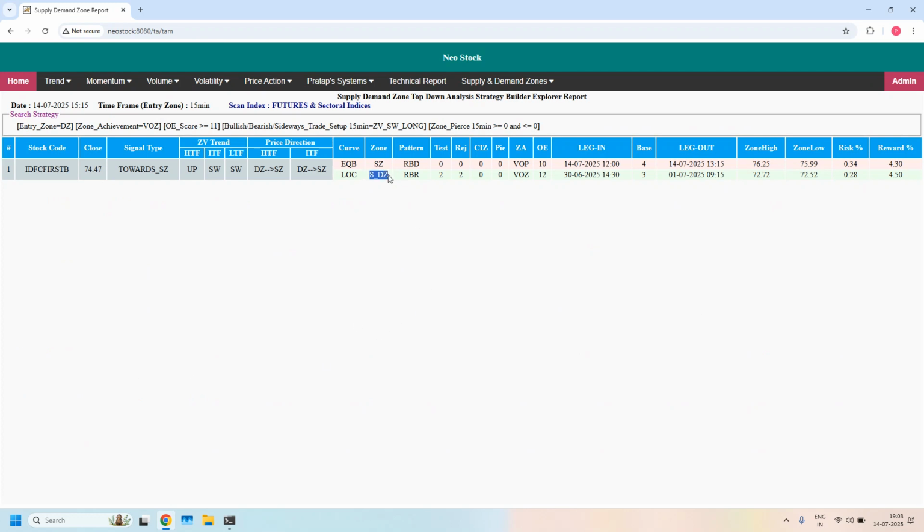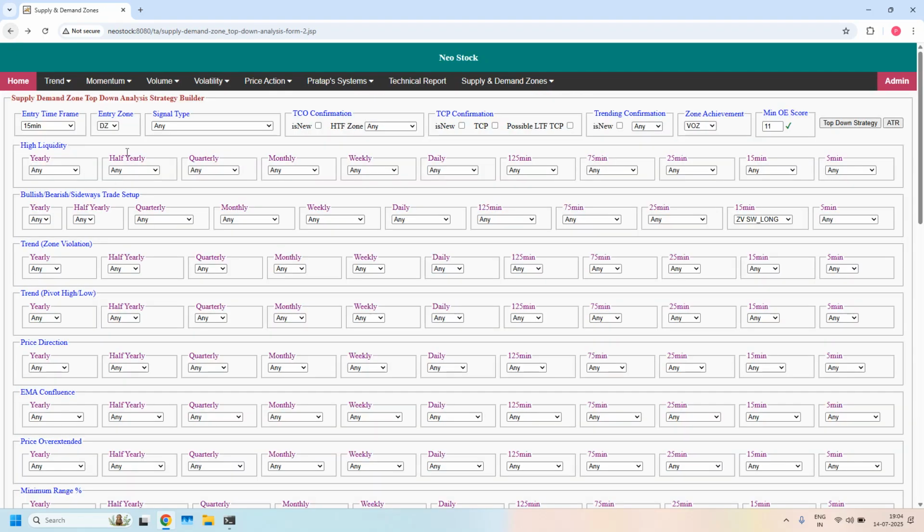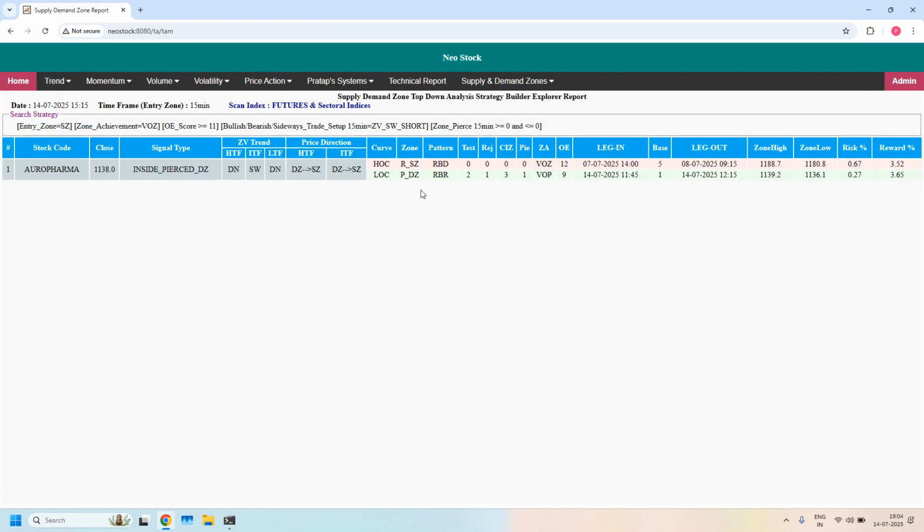Entry time frame 15 minutes, demand zone, already tested twice. Next, sideways short trade setup. Changes are 15 minutes supply zone. Here sideways short. Let's filter. We got 1 stock. Entry time frame 15 minutes supply zone.